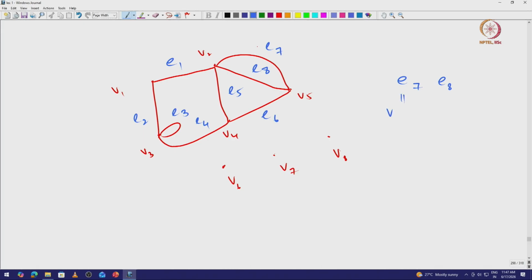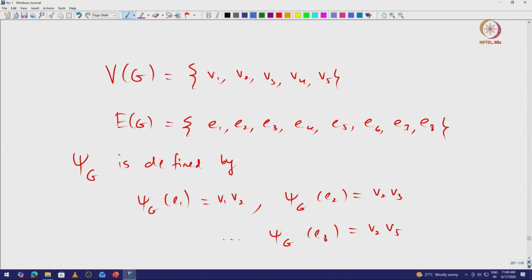So, this is V2 V5 and this is also V2 V5. So, as sets, if you want to record, you record them as multisets. So, this V2 V5, this is my E7, and then E8 is again V2 V5. So, that is why this incident function is very important, which helps us to actually record both loops as well as multiple edges in a cleaner way.